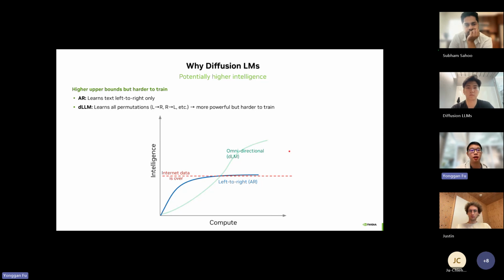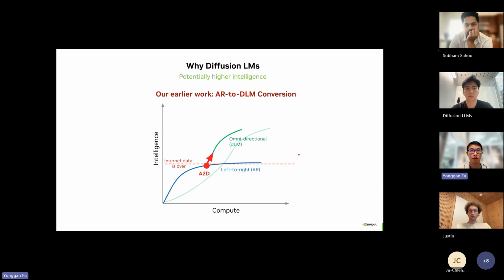However, we are not yet fully making use of the internet data. So our current way to deliver SOTA diffusion LMs is to do AR-to-diffusion conversion, to stand on the shoulders of powerful AR models.